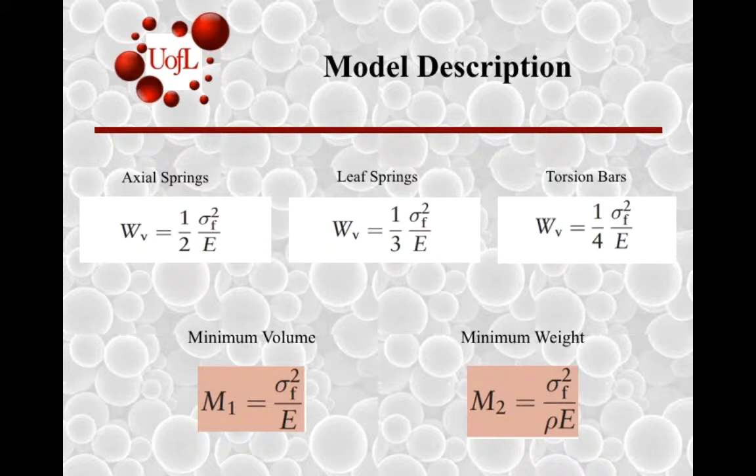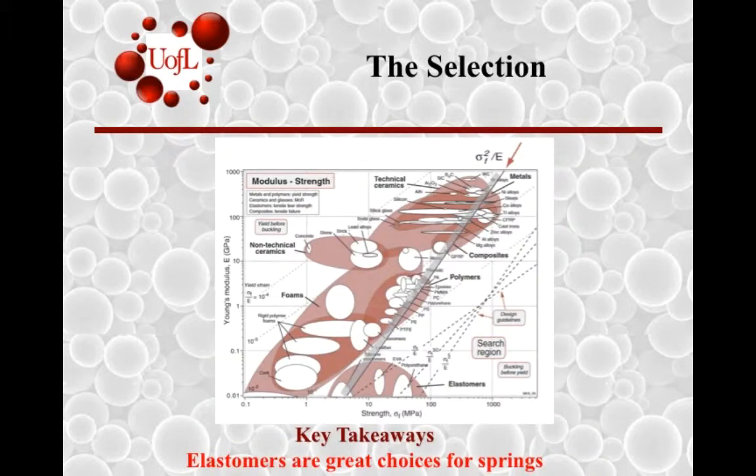And so what you really look at is the material index for both of them. This one would be for minimizing volume, and this one would be for minimizing weight. And so you want to maximize the material index, and that gives you a search region down in the bottom right. You want to make sure your failure strength is higher and your Young's modulus is low.